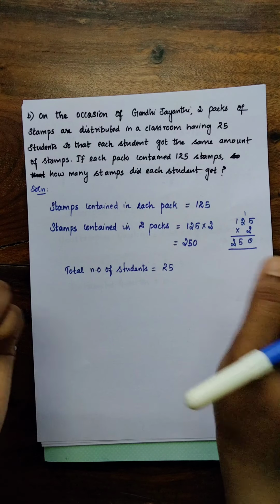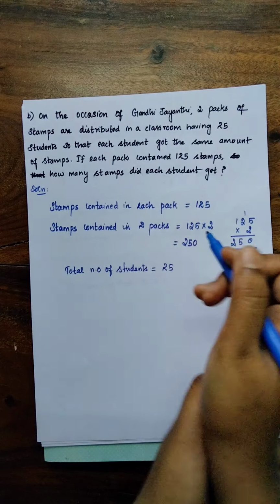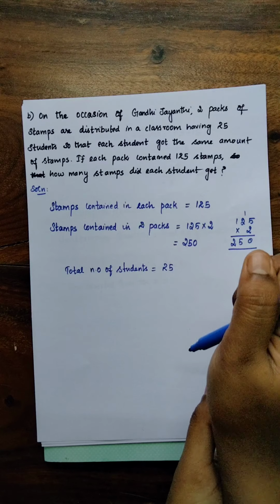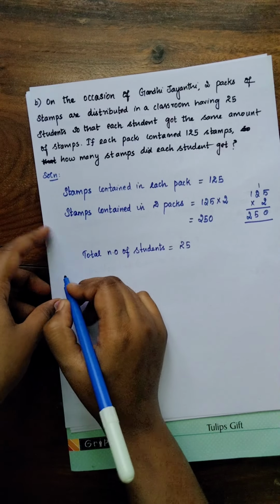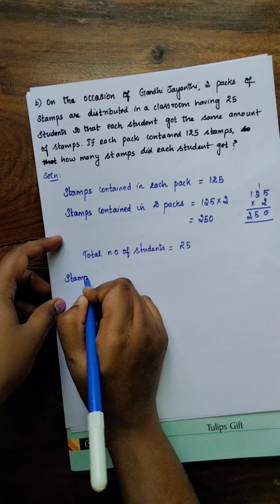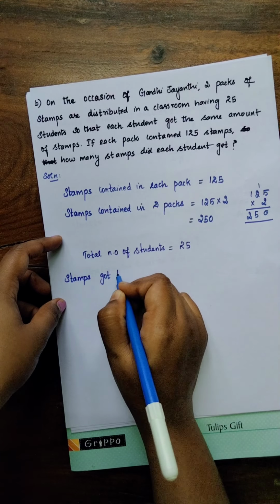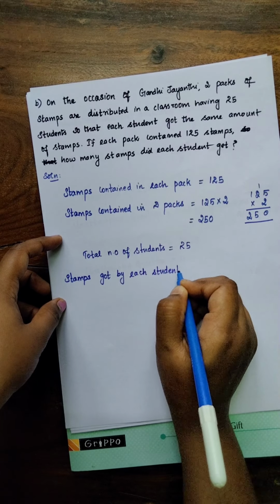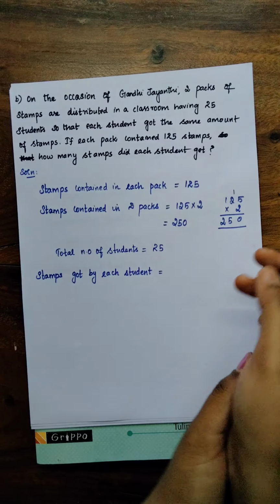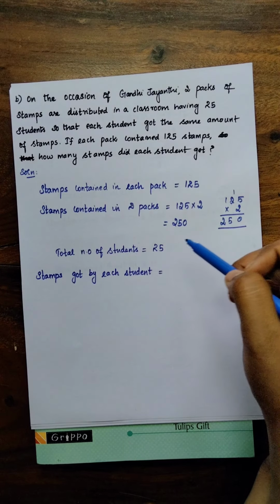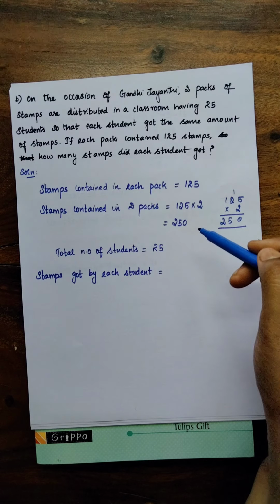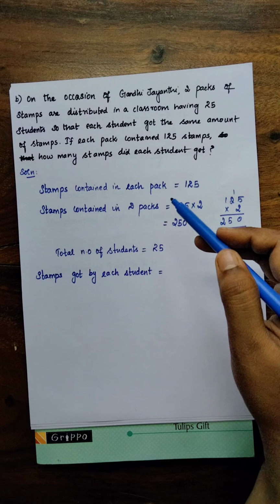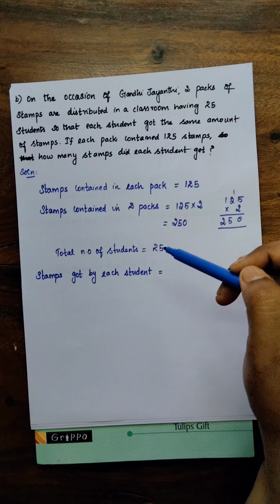This is the question. How will you find? The total number of stamps is 250, right? They are distributing to the 25 students. How will you divide the stamps? Next step is stamps got by each student. Stamps got by each student is equal to how many? You are going to distribute these 250 stamps to these 25 students.